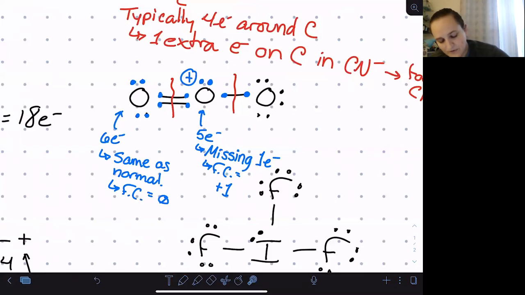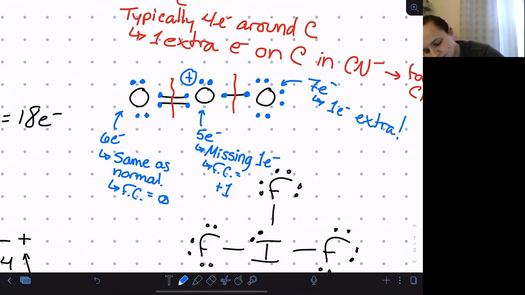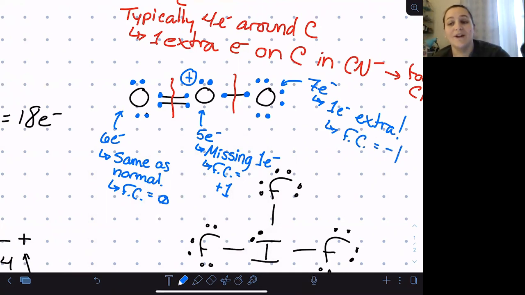Then the oxygen on the right is getting 1 electron from the single bond, plus all 6 of these electrons from its lone pairs, for a total of 7 electrons around it in this particular compound, which is 1 electron extra. Extra electrons means negative formal charge. 1 extra means -1 formal charge. So this guy has a minus. It doesn't matter exactly where you place that formal charge, above, below, beside, just close to that particular atom, so it's clear that it's associated with that one and not a different one.